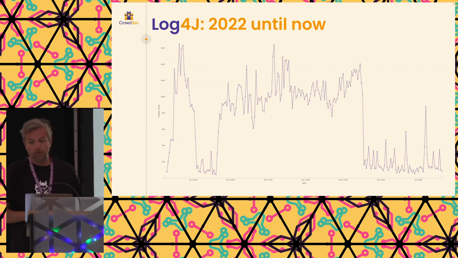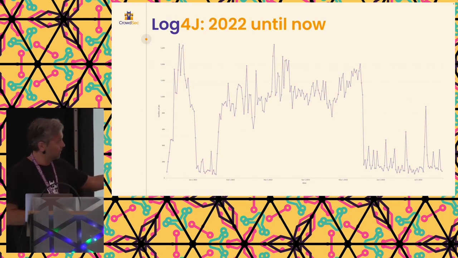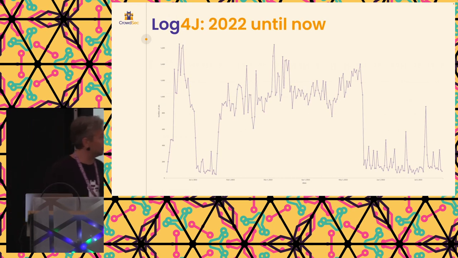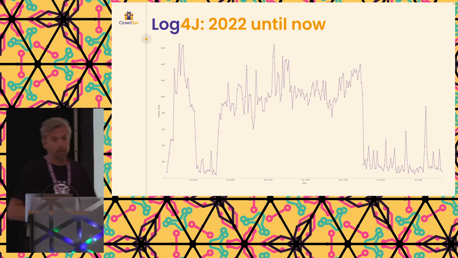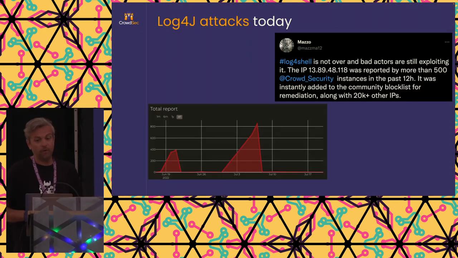And this is how Log4j is looking up until now. You can see a big drop at the end of May, and then after that, there are a few things going on. Especially there are two big spikes to the right, which I'll be talking a little bit about. That was on June 21st and July 7th. We're not really sure what happened, but we know who did it. It's this guy. 13.89.48.118. Both on June 22nd and on July 7th, this guy was going crazy with the Log4j attacks.